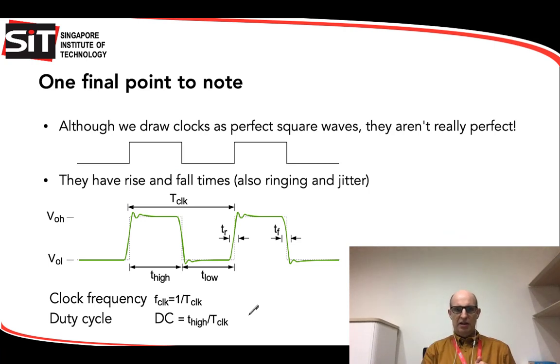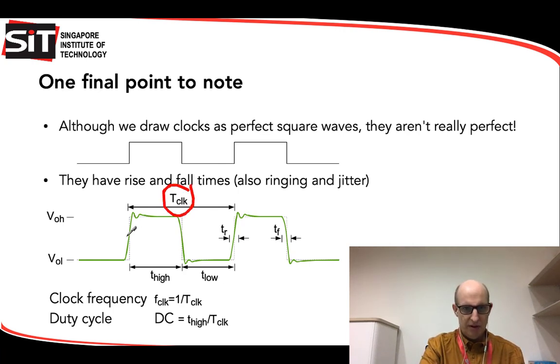Final thing we should note here, we always draw our clocks as perfect square waves. They're not really perfect in reality. They've got rise times and fall times. And when they rise, they tend to ring. When they fall, they ring. And because the rise time is not perfectly vertical, it's got a bit of an angle, and when that crosses over the midpoint, which is where you take your timing from for one clock period, it's TCLK in this diagram here.